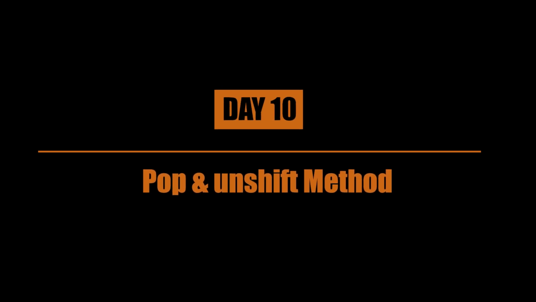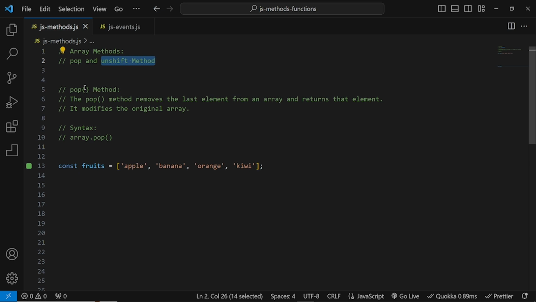Today we are going to be talking about the JavaScript pop and unshift methods. In JavaScript, the pop and unshift methods are both array methods that allow you to manipulate arrays. We are going to start with the pop method, and after that, I will give you the details about the unshift method. Essentially, the pop method removes the last element from an array and returns that element.